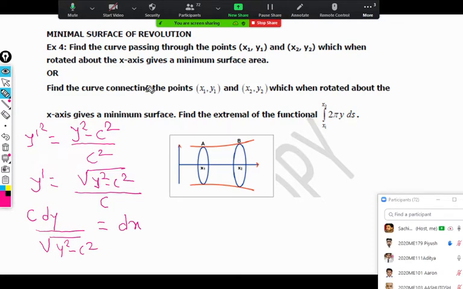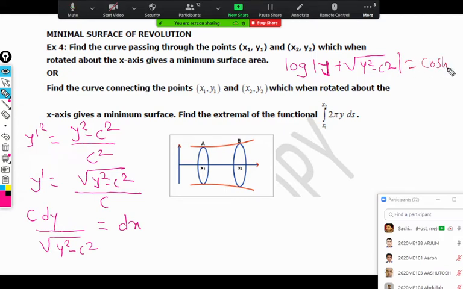So the formula for integration of 1 upon root of y square minus c square is log of y plus root of y square minus c square. But remember, there is an equivalent formula for the inverse hyperbolic function. Whatever this value is, it is known as cos h inverse.